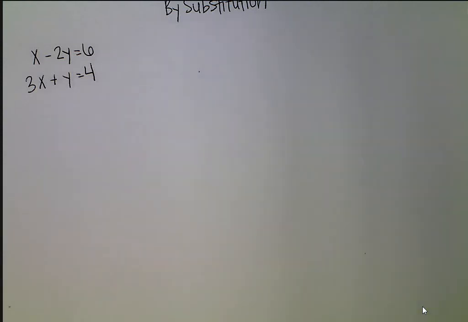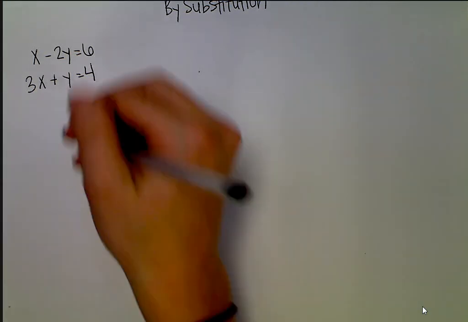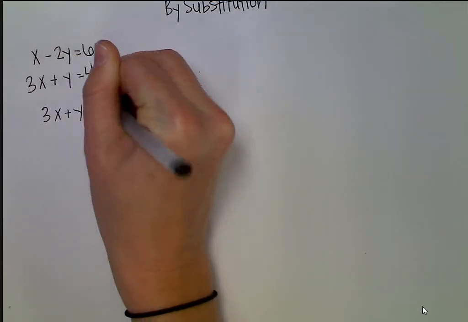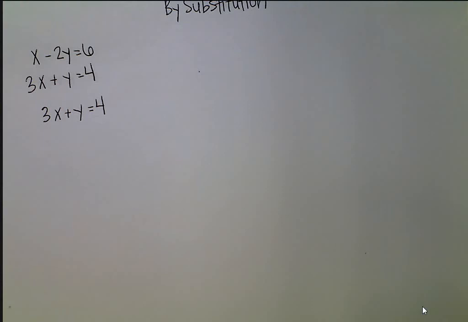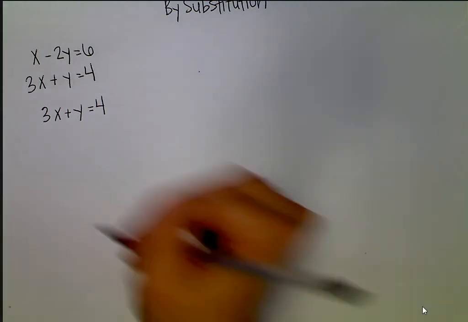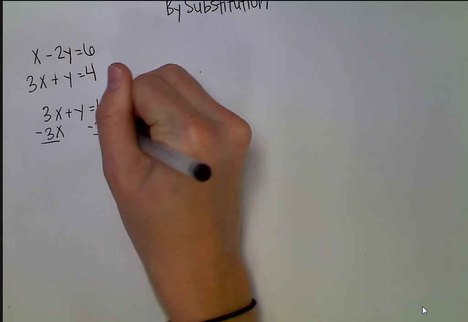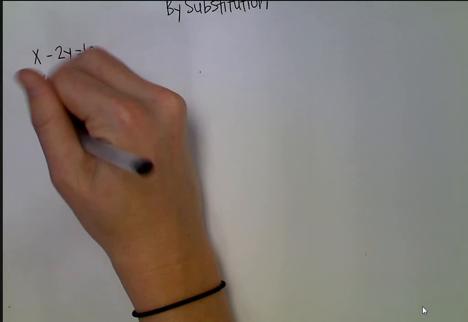I'm going to choose to use the second equation. 3x plus y equals 4, and I'm going to choose to solve for the y. To solve for the y, I'm going to subtract 3x from both sides. This leaves me with y equals negative 3x plus 4.